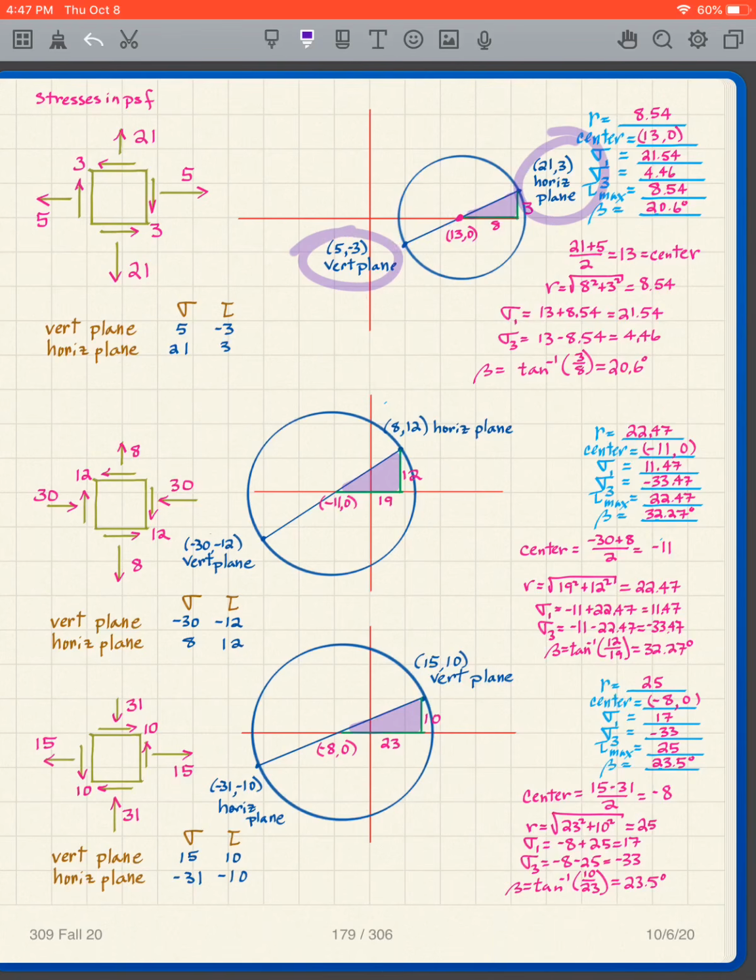Draw a line between them, split the x-coordinates, take the average of the x-coordinates, 21 plus 5 over 2. And if you do your table, you just take those two. 21 plus 5 over 2 is 13. That's my center, and that gives me, this is 8, that's 3. R is the square root of 8 squared plus 3 squared. Beta is the arctangent of 3 over 8. Sigma 1 is the center plus the radius. Sigma 3 is the center minus the radius.